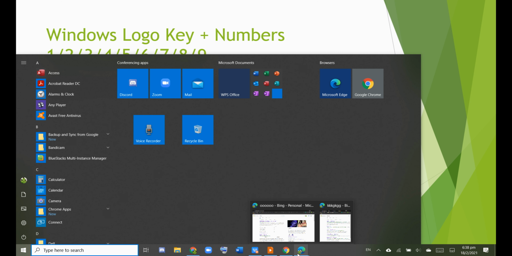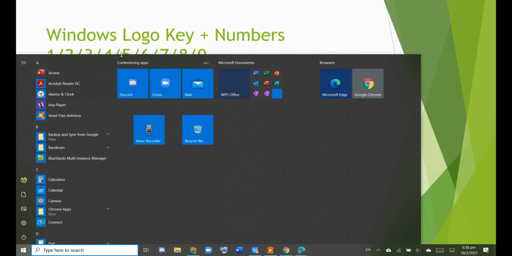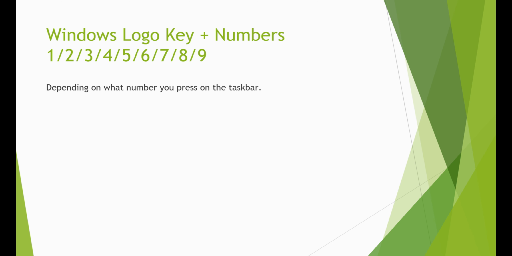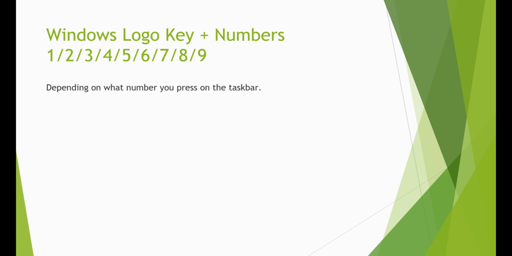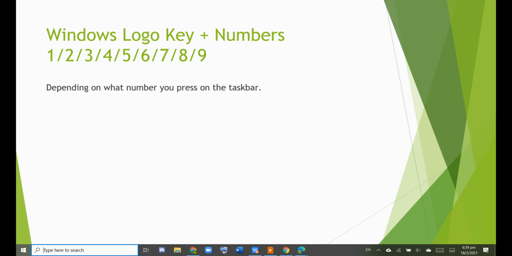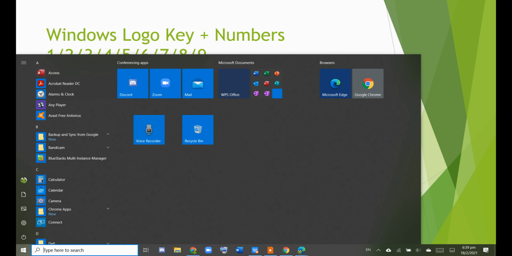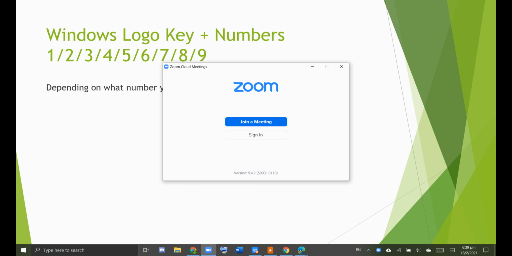So if I go Windows key plus numbers, like if I want to go Windows logo key plus number 2, I'll open File Explorer. If I go to Windows key number 4, it opens Zoom. Windows logo key plus number 4 opens Zoom.